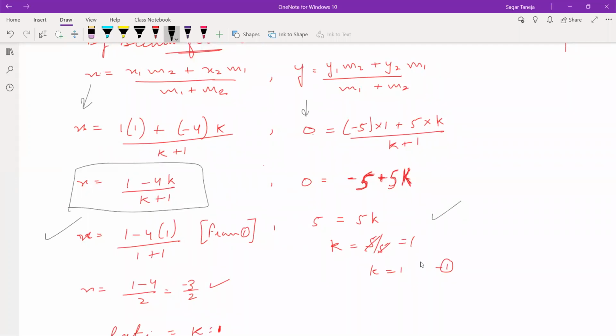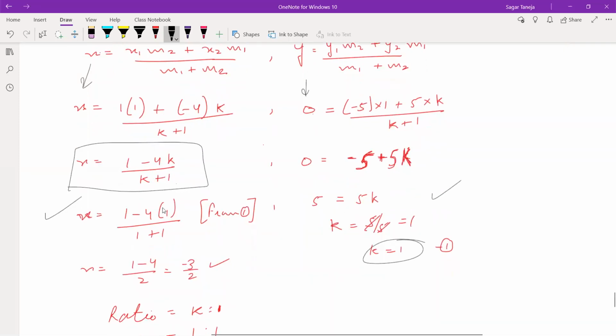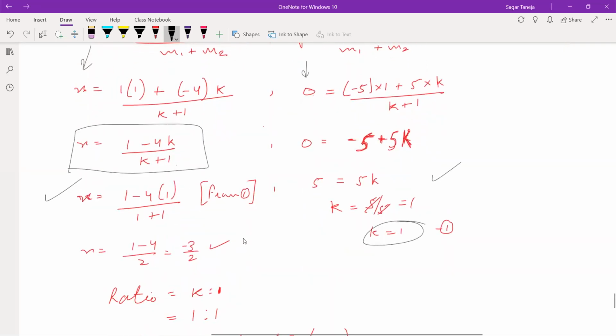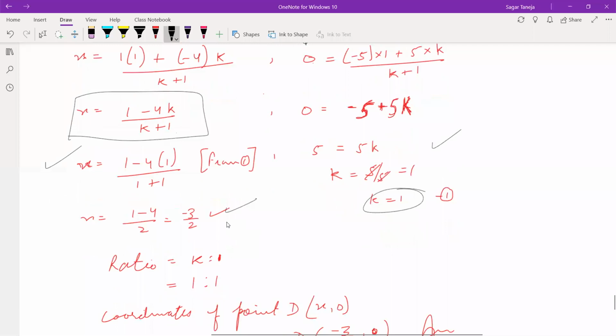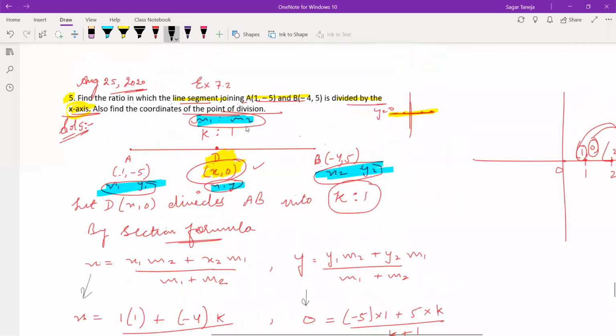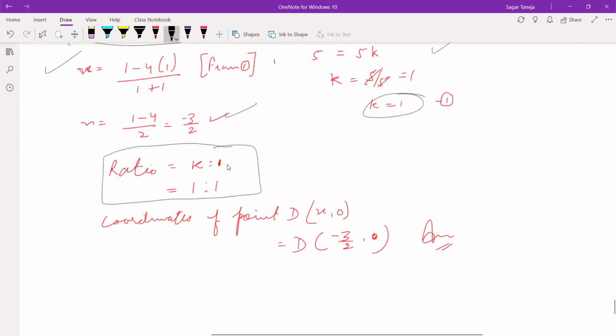Here we got the value of x from here, so I have put the value of k here, and after that I got the value of x. And the ratio which is asked in the question is 1:1 because k is 1. As we have assumed the ratio is k:1, so k to 1 means 1:1, because the k value we have taken out is 1.